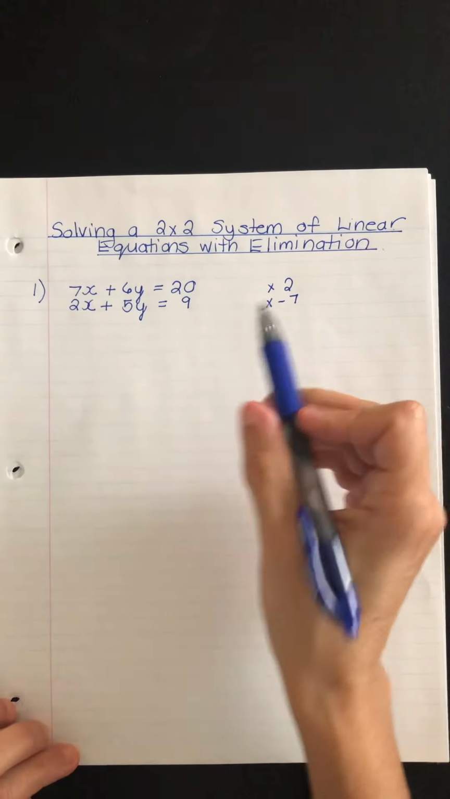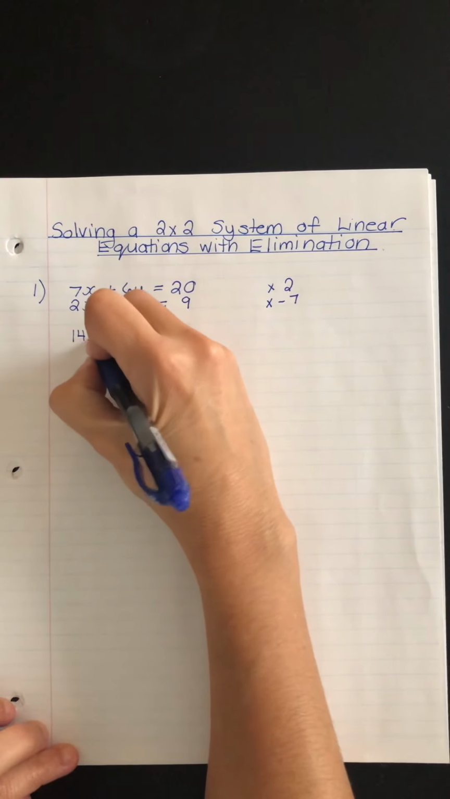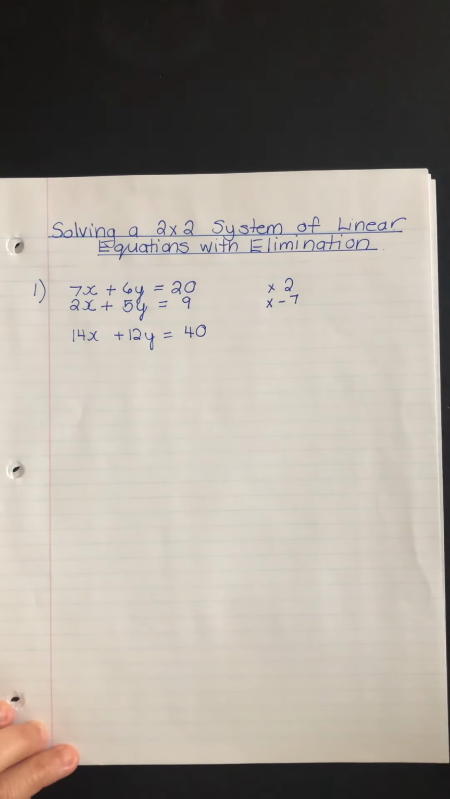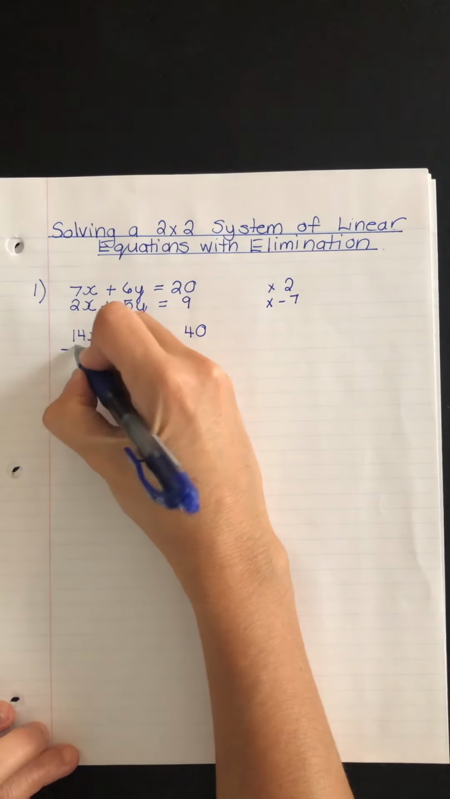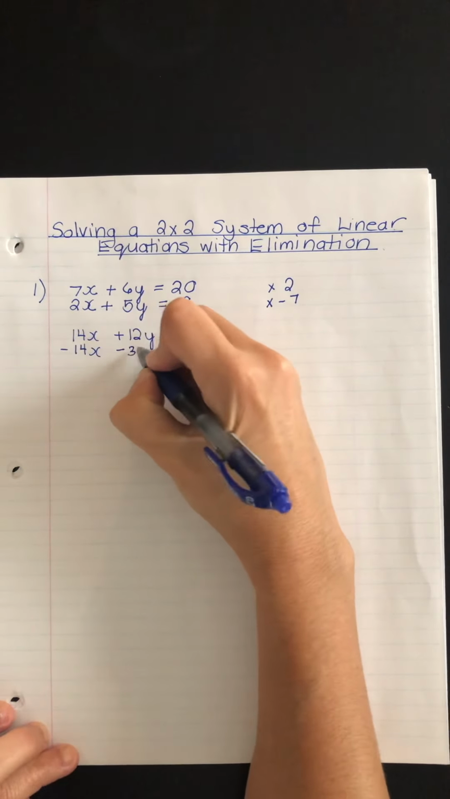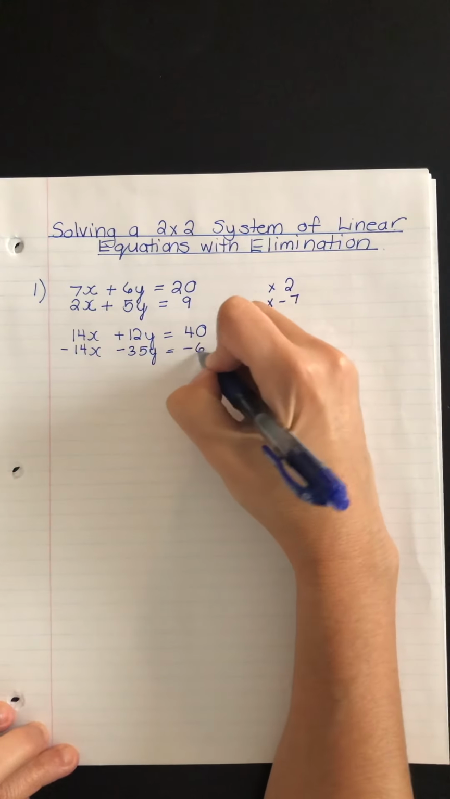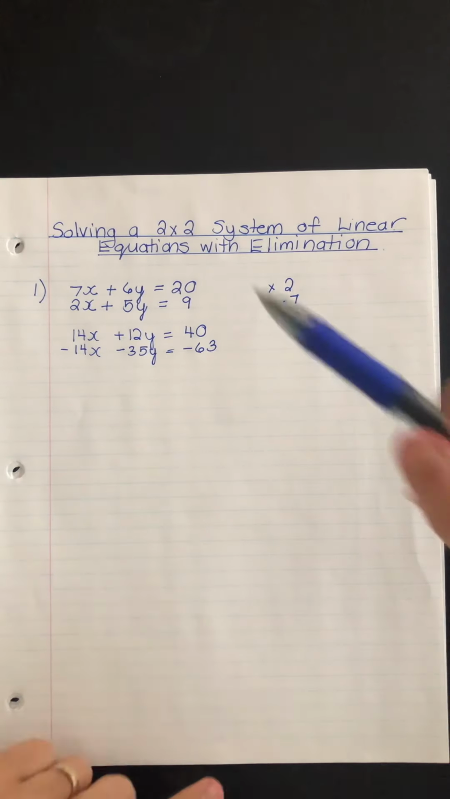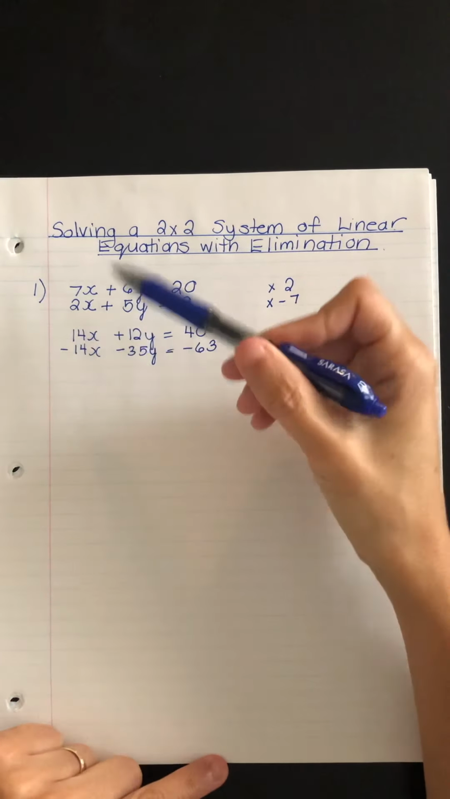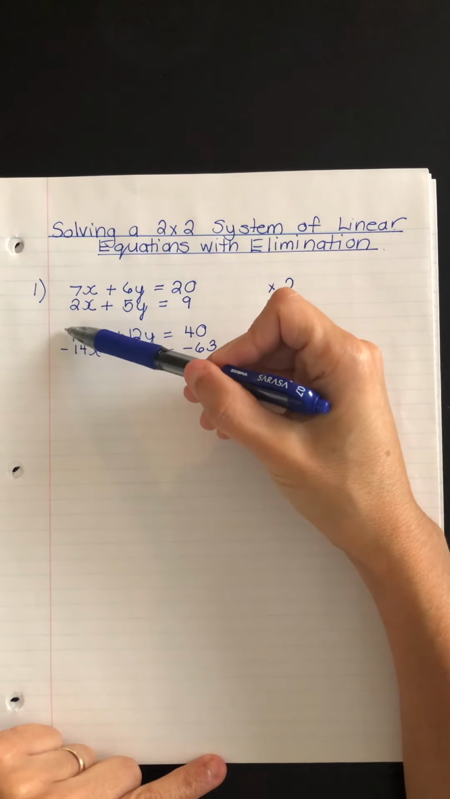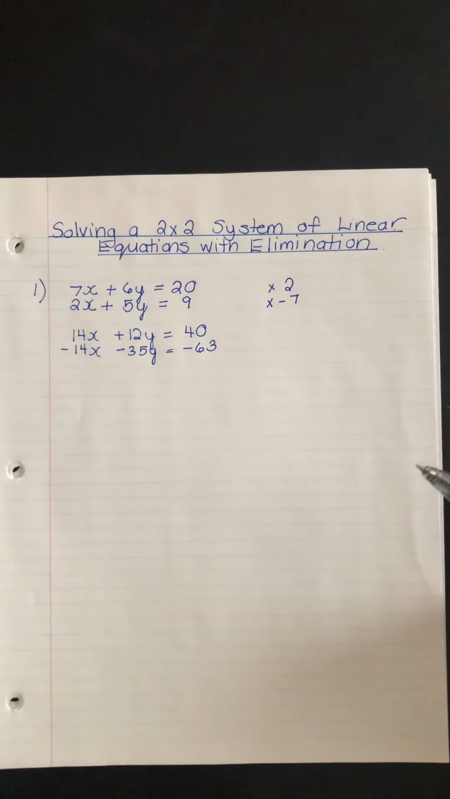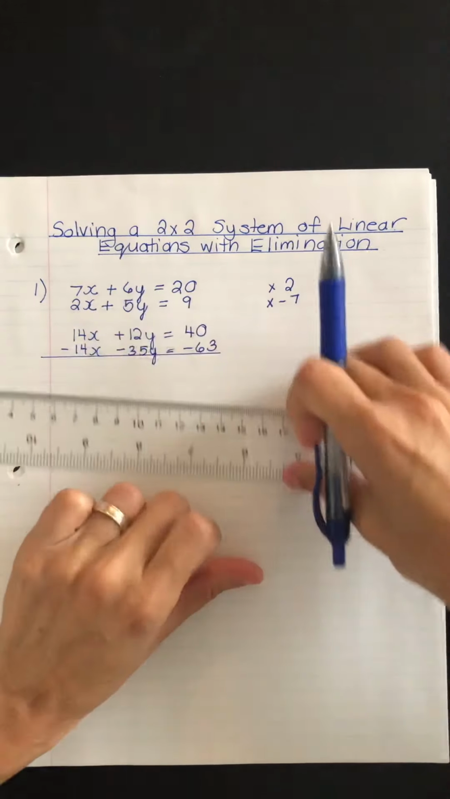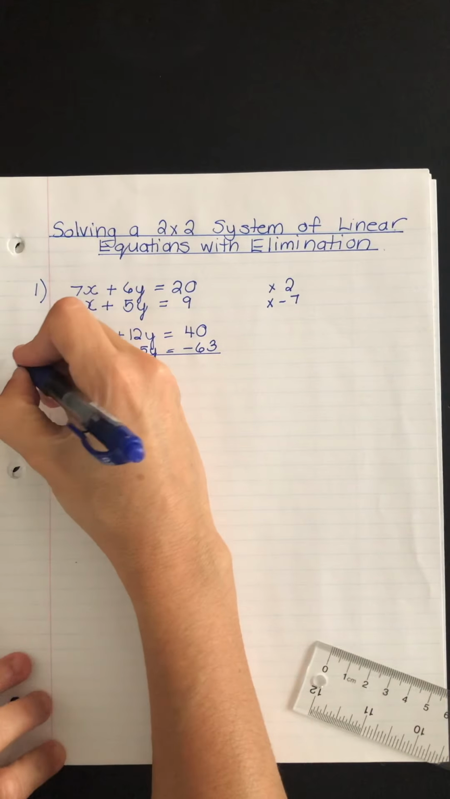So I'm going to multiply the whole first equation by 2. And multiply the whole second equation by negative 7. And that's what the equations become. And now we take a quick look and we see, yes, indeed, in front of x we have the same number, but with opposite signs. One is positive, the other is negative. This means that we can now add the equations together. So we're going to take the two equations and add them.